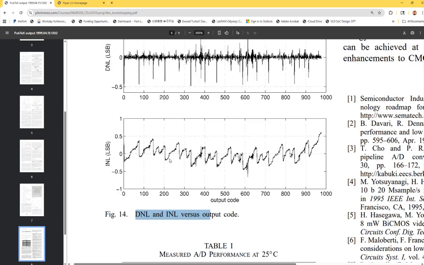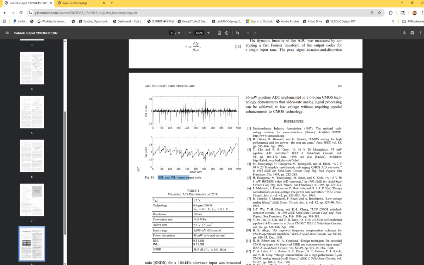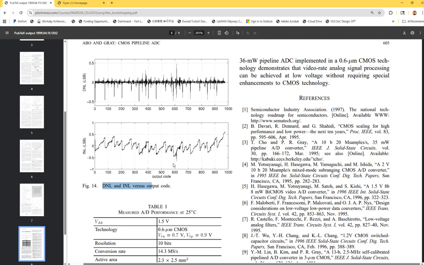So the INL, you just find it by basically subtracting the ideal value minus the given value, correct? Yeah. Okay. All right.